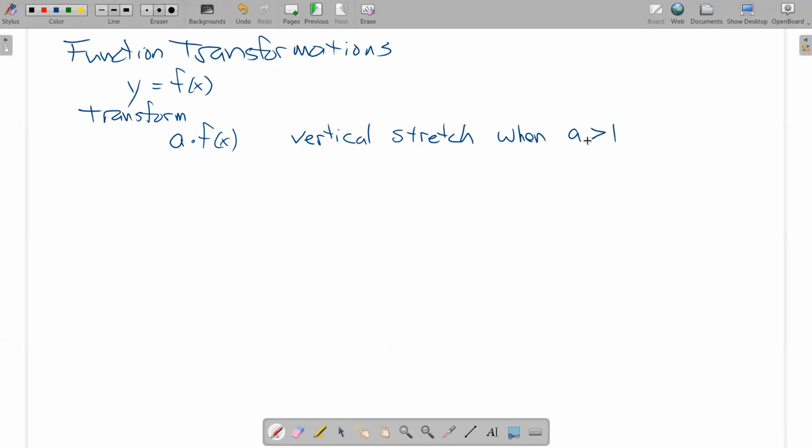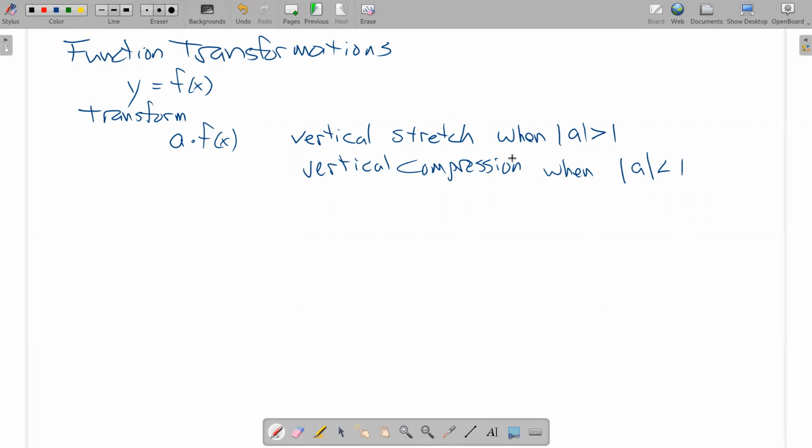So to deal with that weird stuff that happens with a negative, what we do is we actually look at the absolute value of that multiple there. If the absolute value of a is greater than 1, we're going to get a vertical stretch. We're going to get a vertical compression when the absolute value of a is less than 1. Now, remember dealing with absolute values.